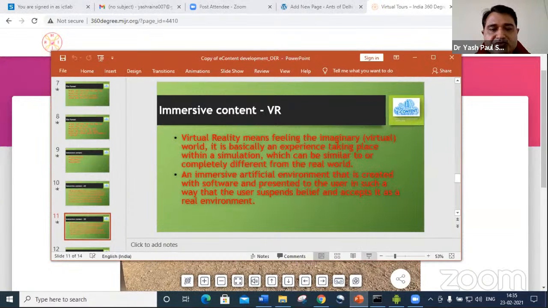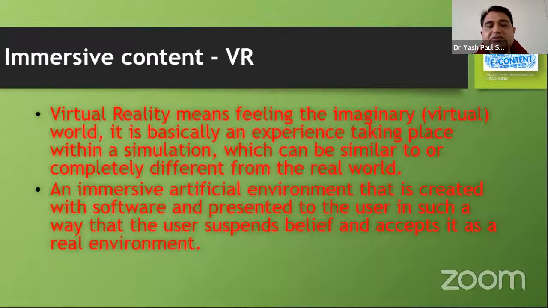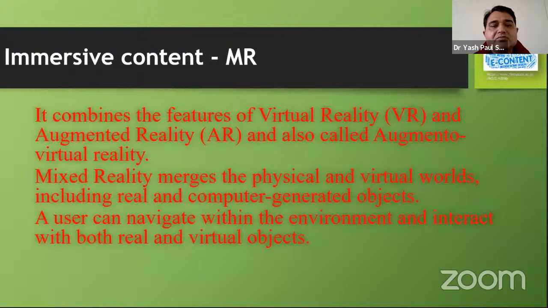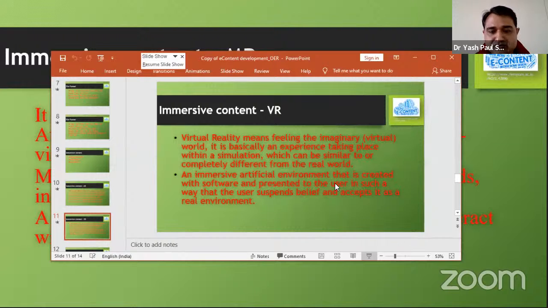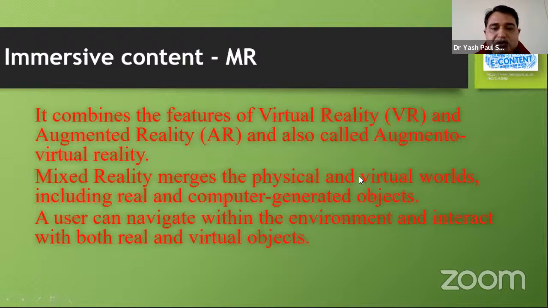So let's move a bit further. Now I believe that you have an idea of what augmented reality and what virtual reality is. Now comes the third part, which is mixed reality, and sometimes we call it MR, and sometimes we also call it augmented virtual reality. So it combines the features of virtual reality and augmented reality.